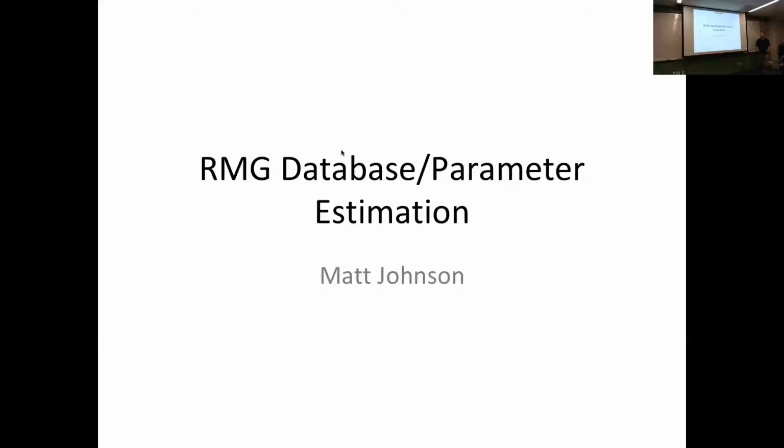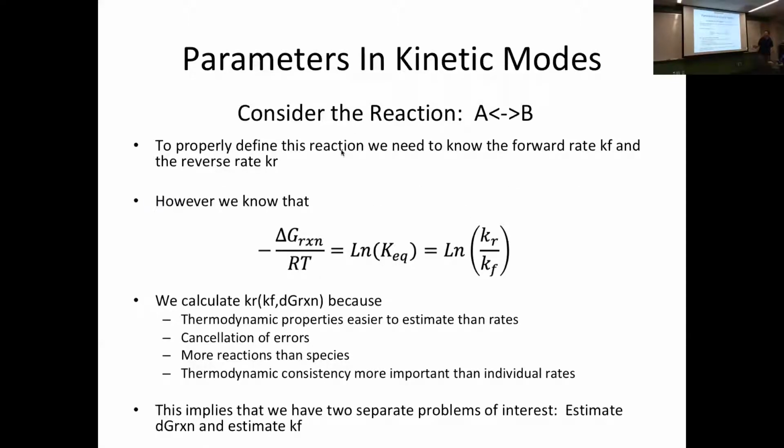And so first we're going to start and talk a little bit about why we care, why we want to calculate these parameters in the first place to improve our mechanisms. So parameters of kinetic models. If you consider this reaction, A to B and B to A, to properly define this, we need to know how fast does it go in the forward direction, how fast does it go in the reverse direction. However, we have relationships that describe the relationship between these two rates, and we know the thermochemistry.